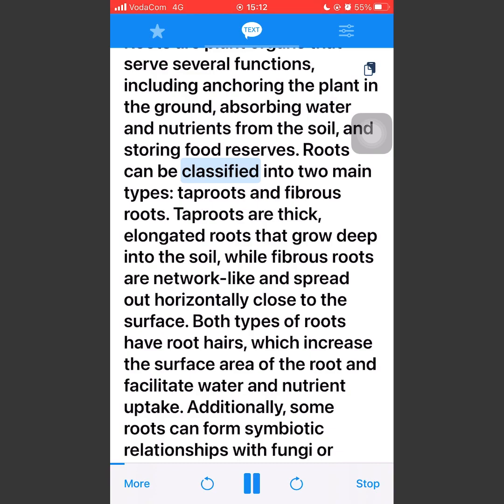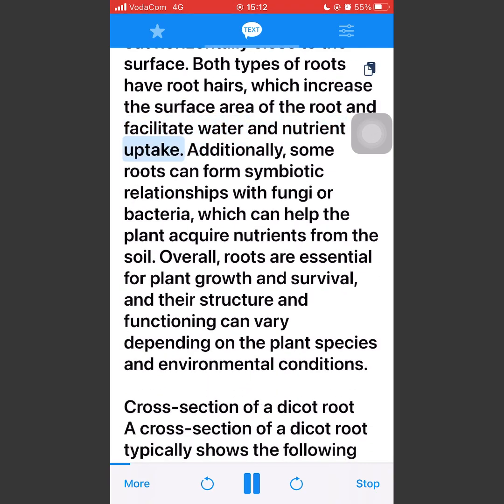Roots can be classified into two main types, taproots and fibrous roots. Taproots are thick, elongated roots that grow deep into the soil, while fibrous roots are network-like and spread out horizontally close to the surface. Both types of roots have root hairs, which increase the surface area of the root and facilitate water and nutrient uptake.